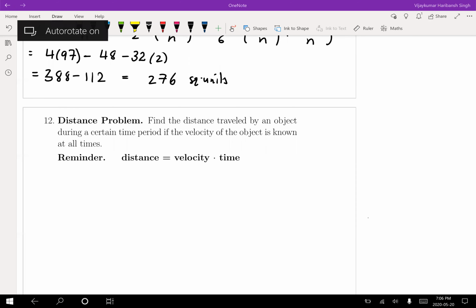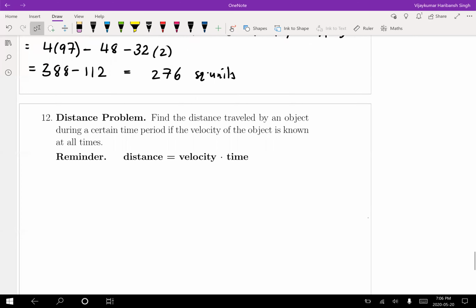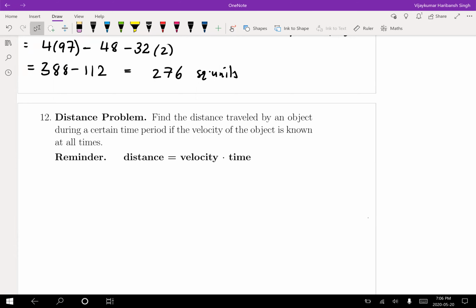Now, one of the application problems is the following. Find the distance traveled by an object during a certain time period if the velocity of the object is known at all times. Now, you can think about this as an inverse of what? The velocity problem from calculus 1, right? In calc 1, you knew the distance traveled or displacement if you are looking at velocity.